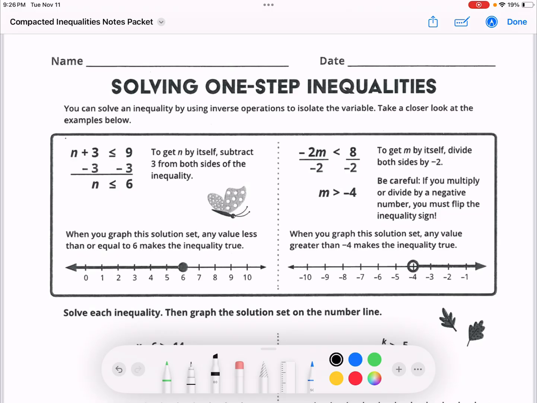If you want to highlight on this worksheet, it also has that reminder about flipping the sign, so that helps you. All right, good luck.